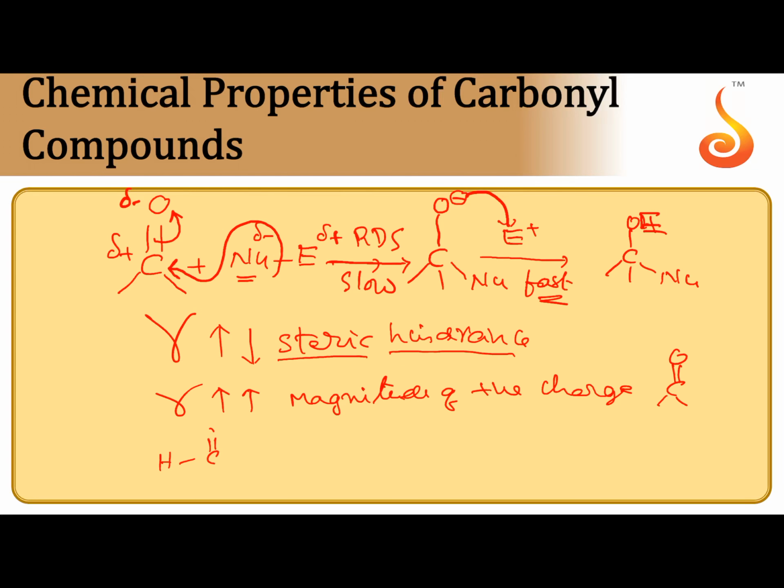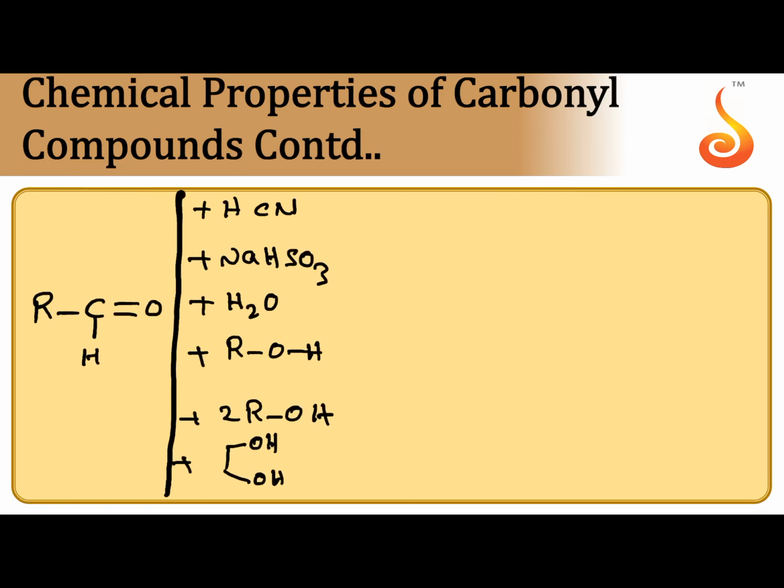So the order of reactivity: formaldehyde, acetaldehyde, acetone. As the steric hindrance increases, reactivity decreases. Reactivity order: formaldehyde is more reactive, then acetaldehyde, then acetone. So the stability order is exactly opposite. Acetone is more stable when compared with acetaldehyde, which is more stable when compared with formaldehyde.